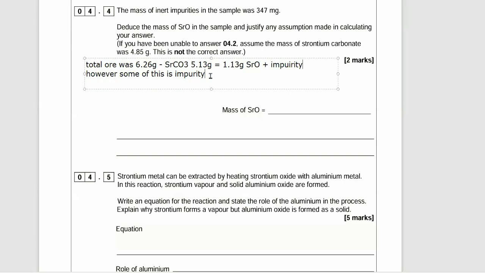So what we want to do here is do 1.13 grams minus the impurity. That's 347 milligrams, but essentially you divide that by 1,000 to put into grams. So you're basically doing 1.13 take away 0.347 grams, and you get your final answer, which is 0.783 grams. And that must have been the mass of the strontium oxide in the original strontium ore. Super. Hope that was good. Let's move on.